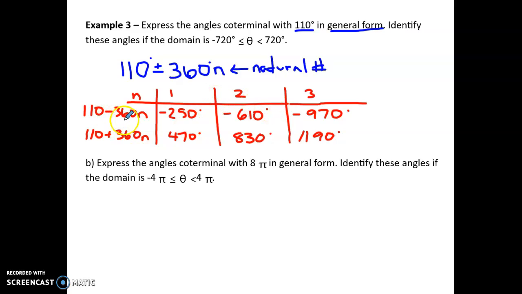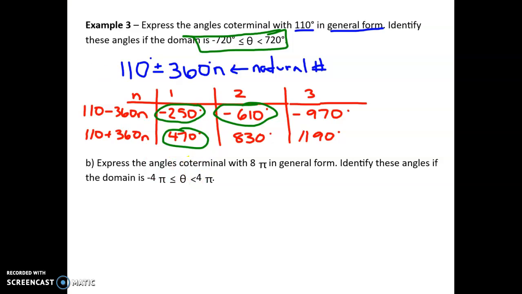So for example, if we subtract 360 once, we'd get to -250. If we subtract 360 twice, we'd get to -610. And if we subtract 360 three times, we'd get -970. Same thing here if we add it. Add it once, you get 470. Add it twice, you get 830. Add it 3 times, you get 1190. But we want to just focus on the domain between -720 and positive 720. So when I look, the only ones that fit that domain are these 3 values.